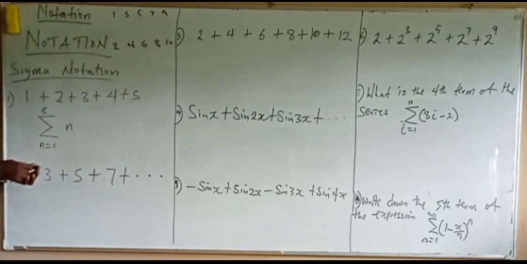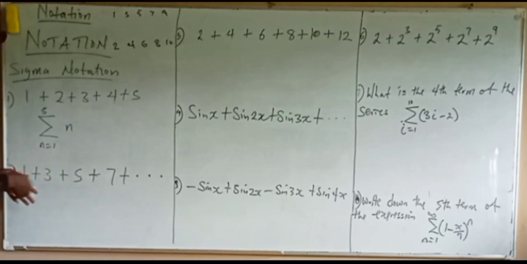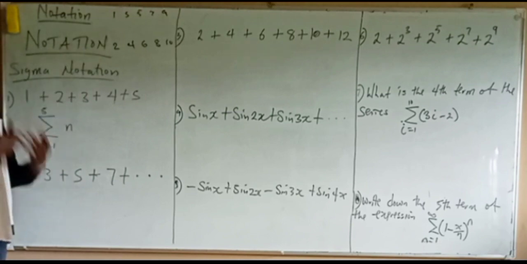What do you mean by odd numbers? Odd numbers means numbers 2 cannot divide. What do you mean by even numbers? Even numbers means numbers 2 can divide.